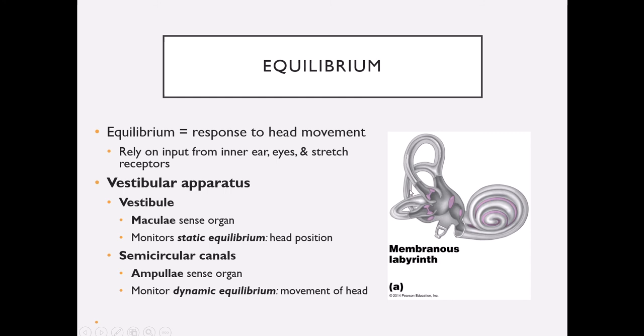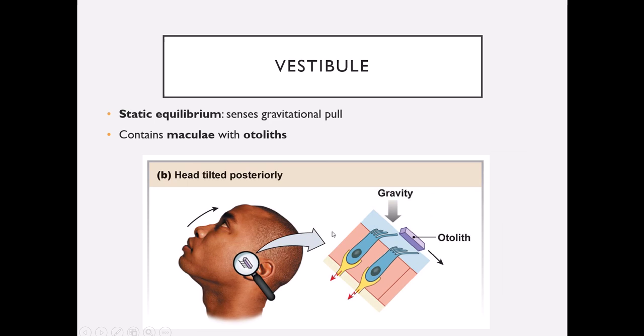And so the vestibule and the maculae look at head position. The semicircular canals are filled with fluid as well, but the sense organ they contain is called the crista ampullaris, or the ampullae, and they sense what we call dynamic equilibrium, right? Dynamic meaning changing, so we're talking not about where the head is, but how the head is moving. And when we talk about equilibrium, it's really a combination of both static equilibrium, how is the head positioned, and dynamic equilibrium, how is the head moving? So let's look at the vestibule first.